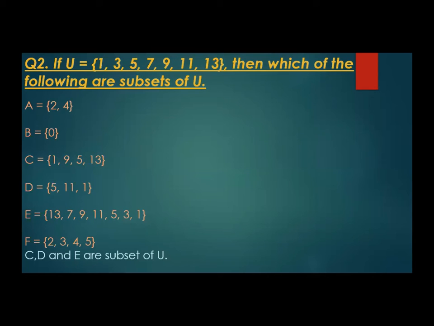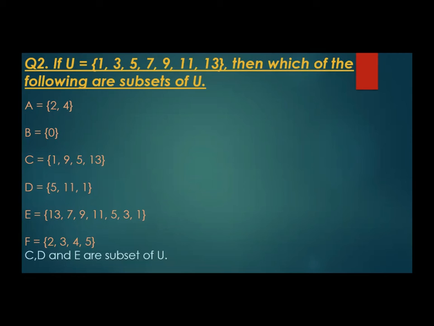Universal set: I will give you an example. If we have this universal set and in this universal set we have 1, 3, 5, 7, 9, 11 and 13, these are the elements of this universal set. Then which of the following are subsets of it? The first one, A equals 2 and 4. You observe that we don't have 2 and 4 in the universal set. It means that A is not a subset of the universal set. I told you that B equals a null set. Every null set is a subset of the original one. So B is a subset of the universal set.